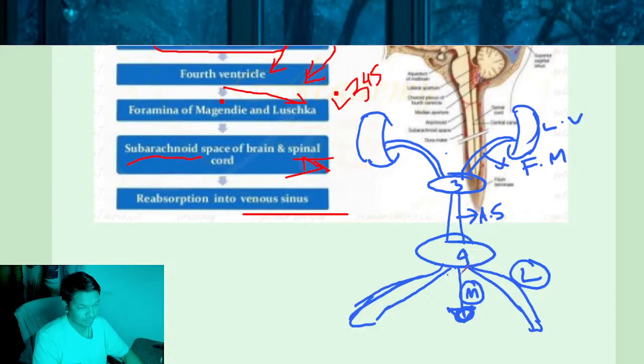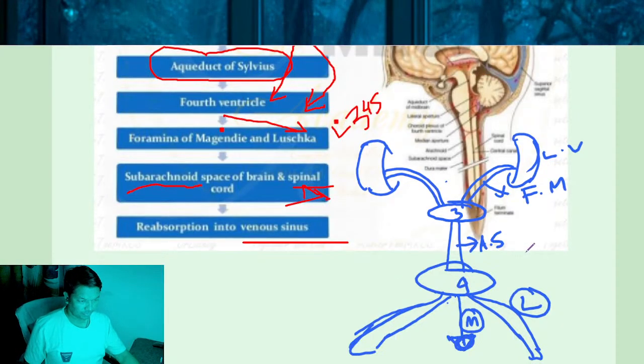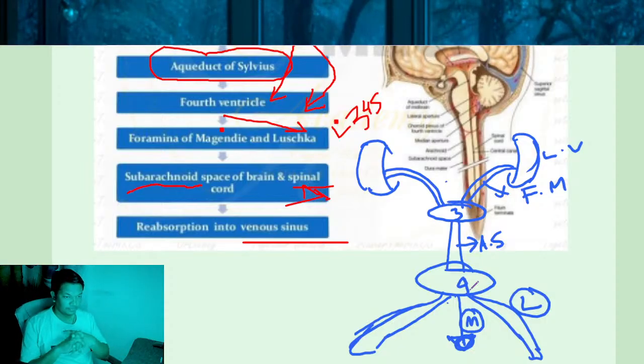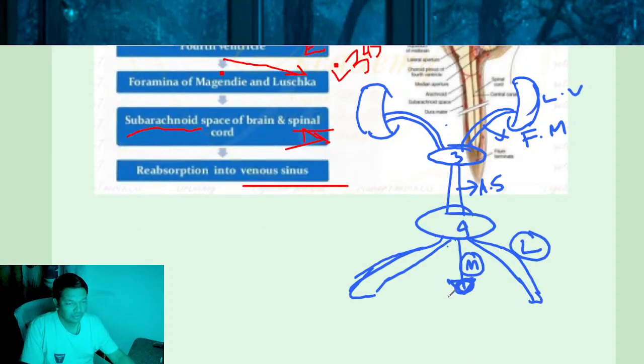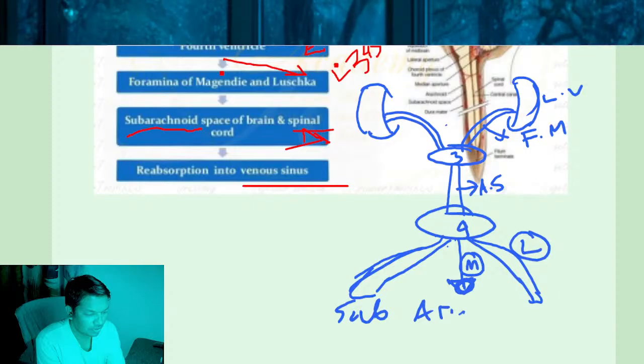So again, can any one of you repeat the CSF pathway? The CSF flows from the lateral to the third ventricle via the foramen of Monro, then from the third to the fourth via the aqueduct of Sylvius, and then from the fourth it goes to the subarachnoid space of the brain and the spinal cord via the foramen of Magendie, which is medial, and Luschka, which is lateral, and then reabsorption into the venous sinuses.